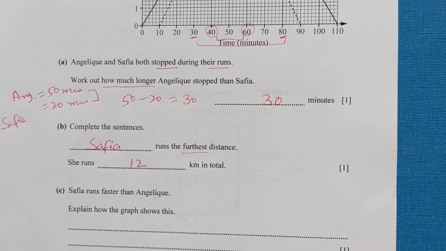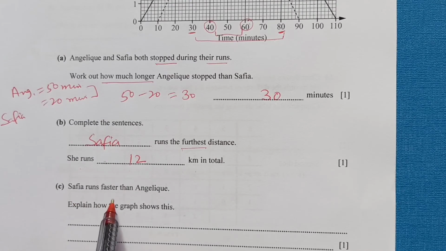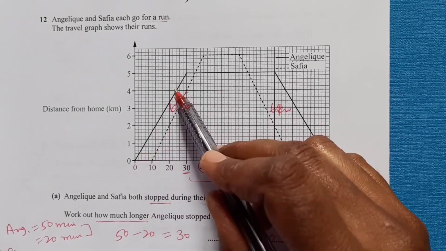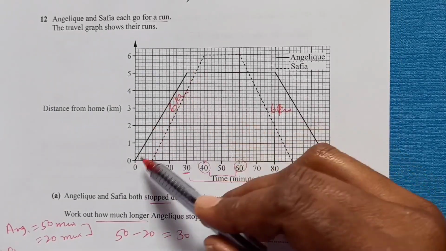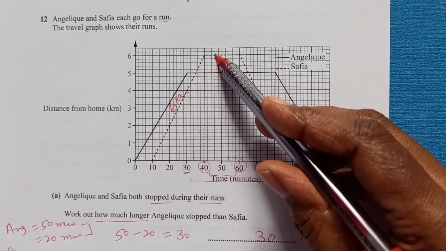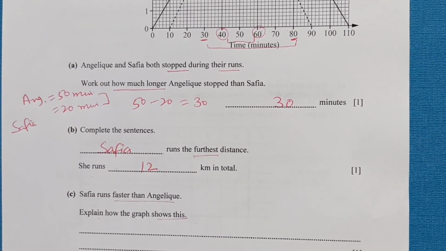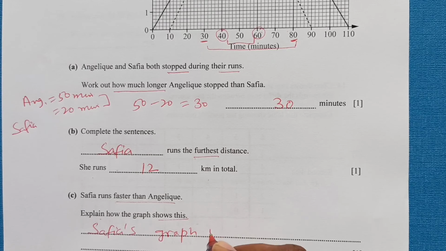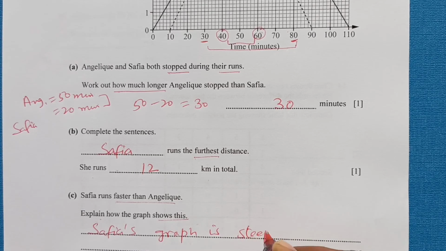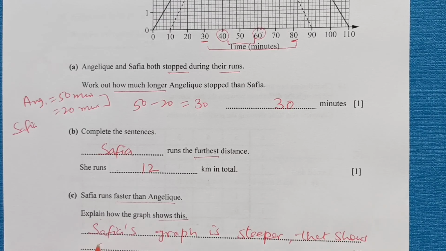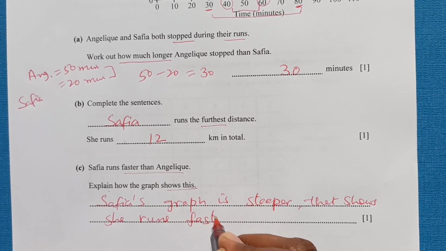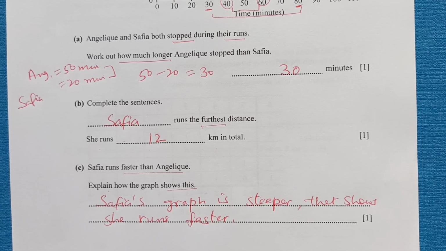Right? Part C. Safia runs faster than Angelique. Explain how the graph shows this. So you can see this is the distance covered and this is the distance covered according to the time. So this graph is more steeper. So we can see Safia's graph is steeper. That shows she runs faster. Right? I hope you understood.